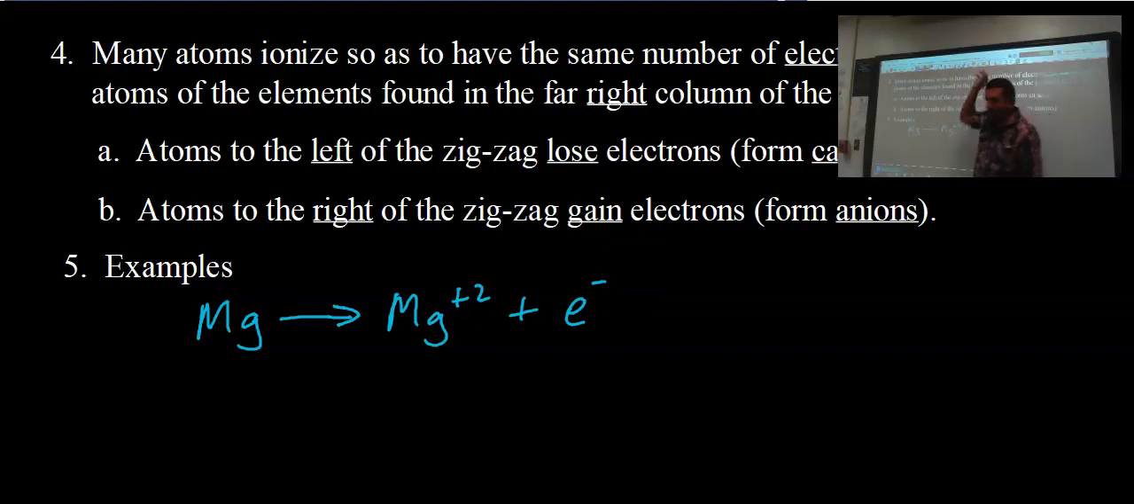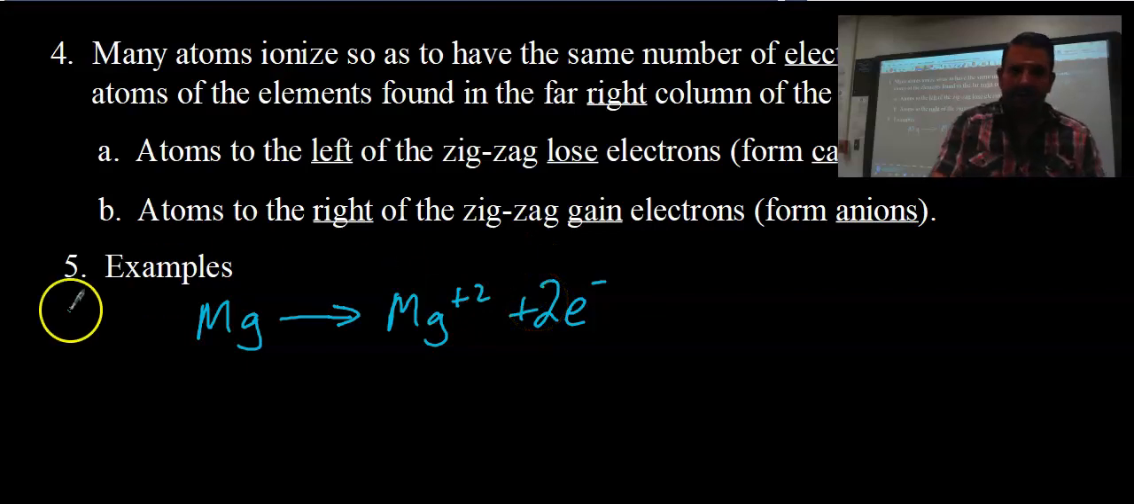So how do we show in this equation that 2 electrons are being lost? We're going to use something called a coefficient. So let's put a 2 in front of the symbol for an electron. So magnesium, the neutral atom, forms a +2 ion by losing 2 electrons. Let's take a look at another example.